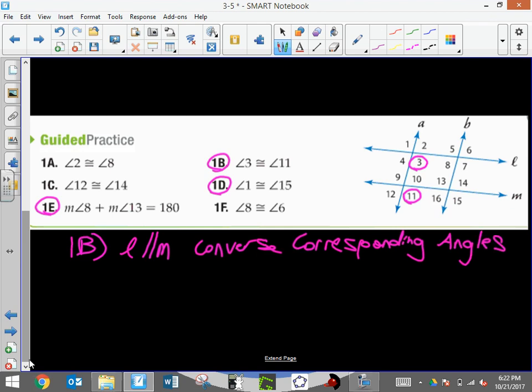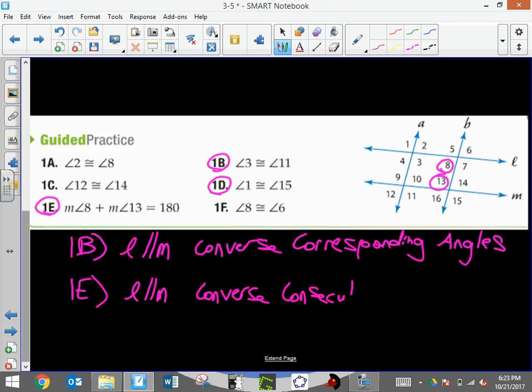Let's go ahead and jump to 1E next. 1E is looking at 8 and 13. So here's 8, here's 13. I know that those add up to 180. These are actually consecutive interior angles. So again, I know a couple lines are parallel, and these are also going to be lines L and M. Those are going to be parallel because of the converse of consecutive interior angles.